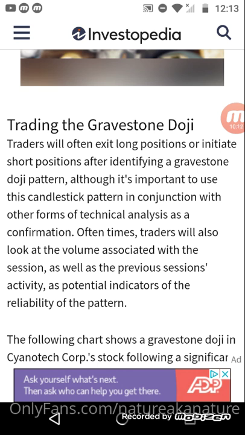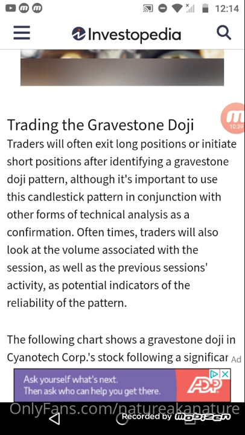So when you see a Gravestone Doji, most traders often exit out of that long position, whatever trade they were in. It depends on how much money you got in your account. It indicates a short position after identifying a Gravestone Doji pattern. Although it's important to use this candlestick pattern in conjunction with other forms of technical analysis as a confirmation.